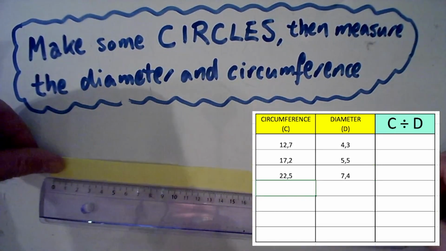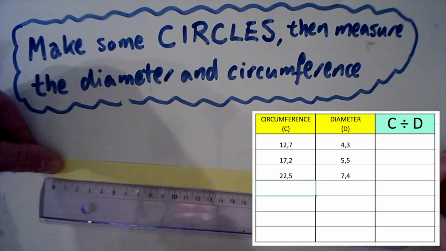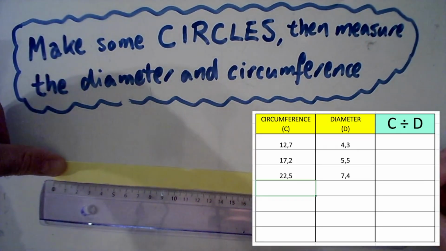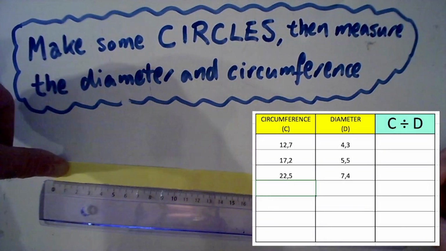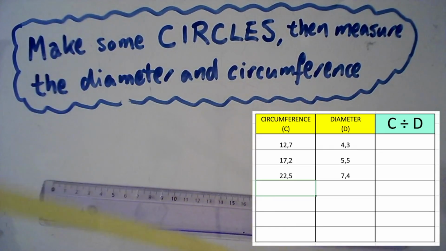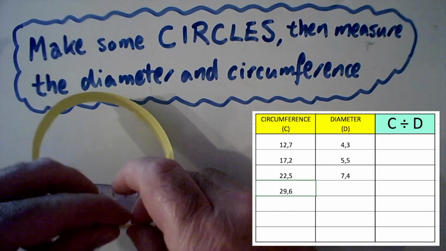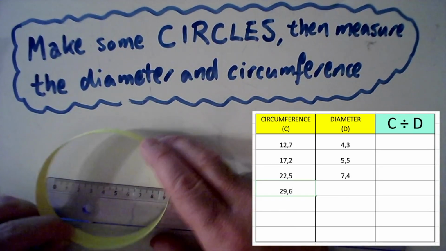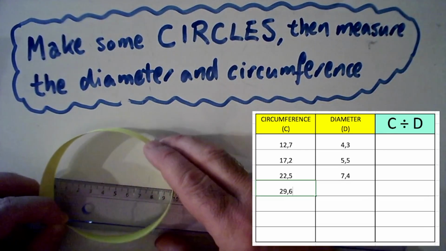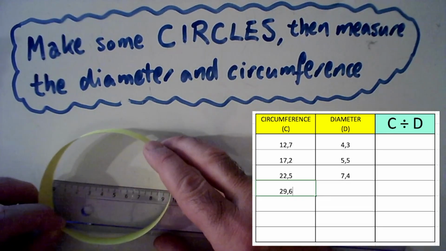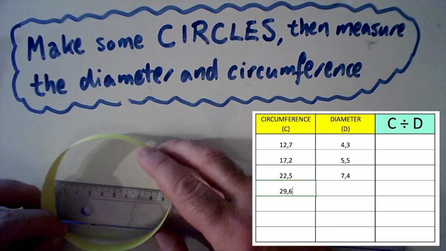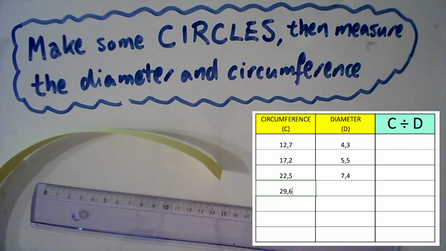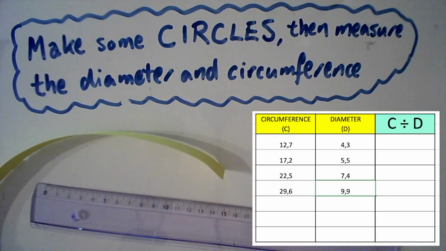Okay, this one's 29.6 centimeters. So 29.6 centimeters for a circumference when I roll it up. And then let's see what that's giving me for the diameter. So again, a little bit on the imprecise side, but maybe 9.9 I'm getting for that. Okay, so very, very rough and slapdash with the measuring there.